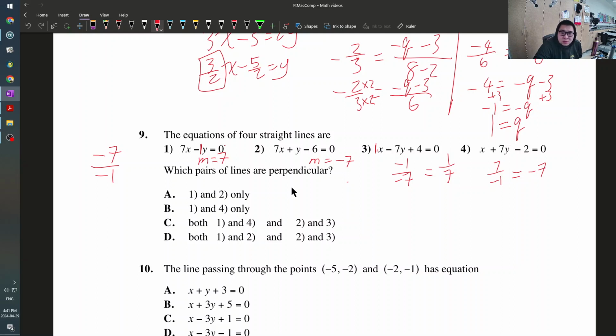Wait, what? Okay, let me double check. Oh, did I divide this wrong? Yeah, I divided this wrong. So this is negative 1 divided by 7, which is equal to negative 1 over 7. Yeah, so these two are negative reciprocals of each other, and these two are also negative reciprocals of each other. Therefore, the answer is going to be 1 and 4, and then 2 and 3.